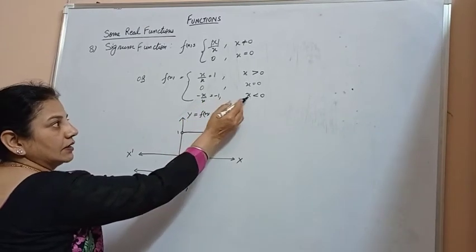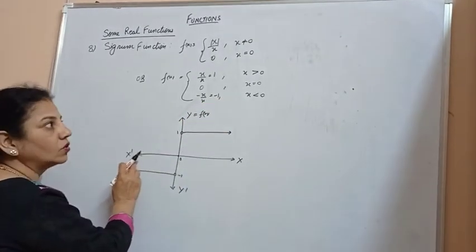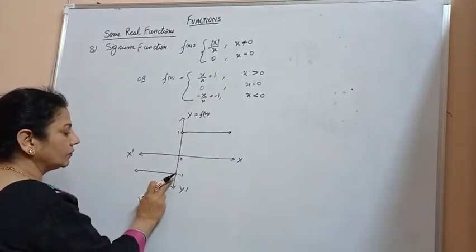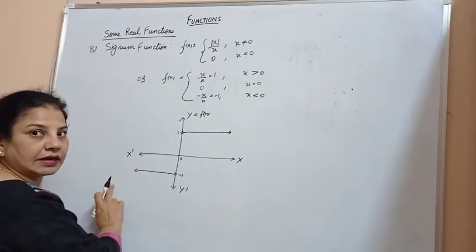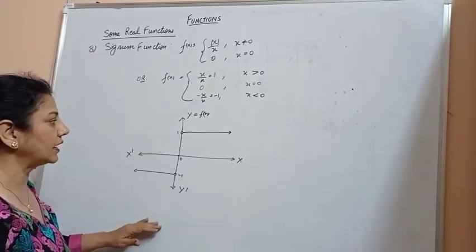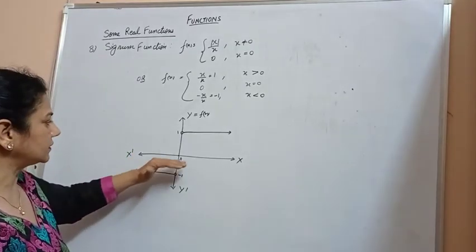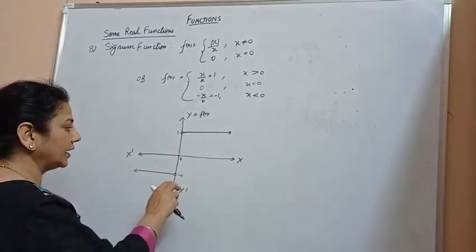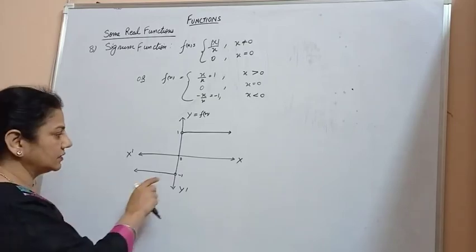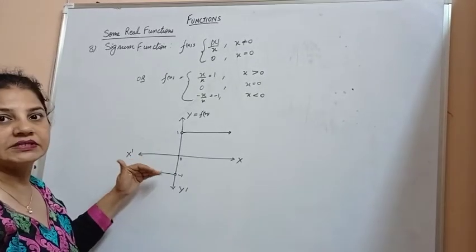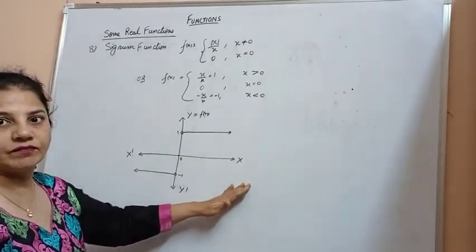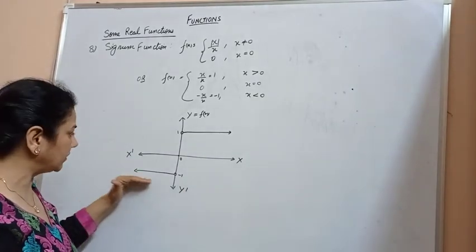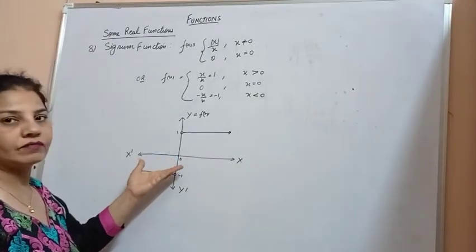When x is less than 0, for all values of x less than 0, f(x) is minus 1. So for all negative values, the value of y is minus 1. The graph of the signum function is given in this form. For positive values it's the constant function 1, and for negative values of x the constant function is minus 1. It's a constant graph, but there is a break in the graph. For x equal to 0, y is also 0.